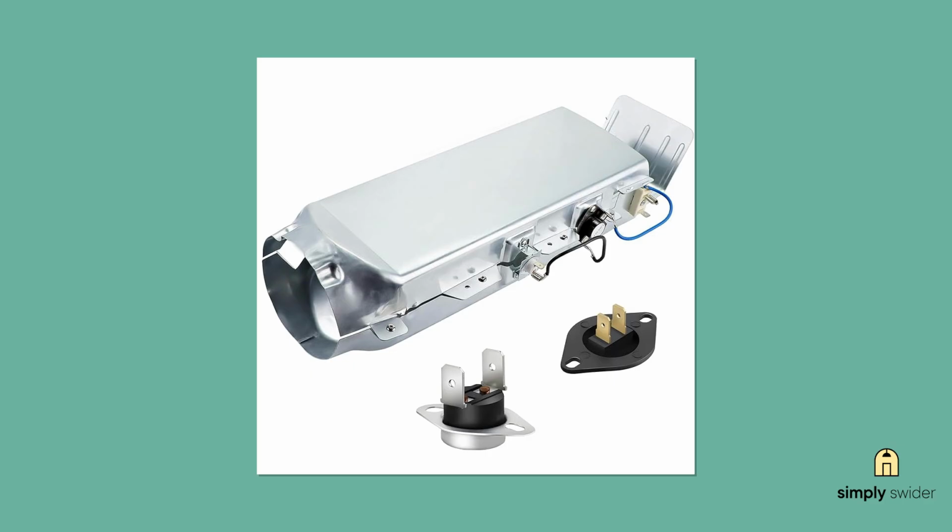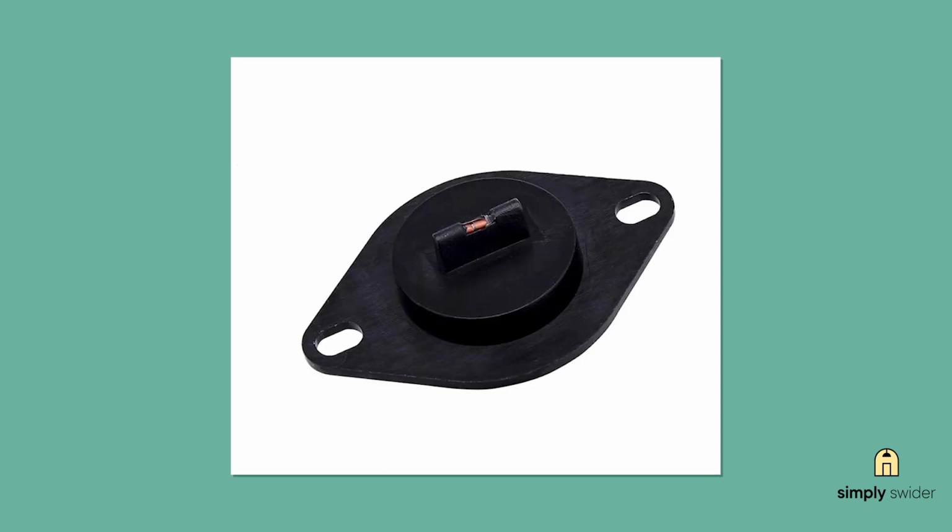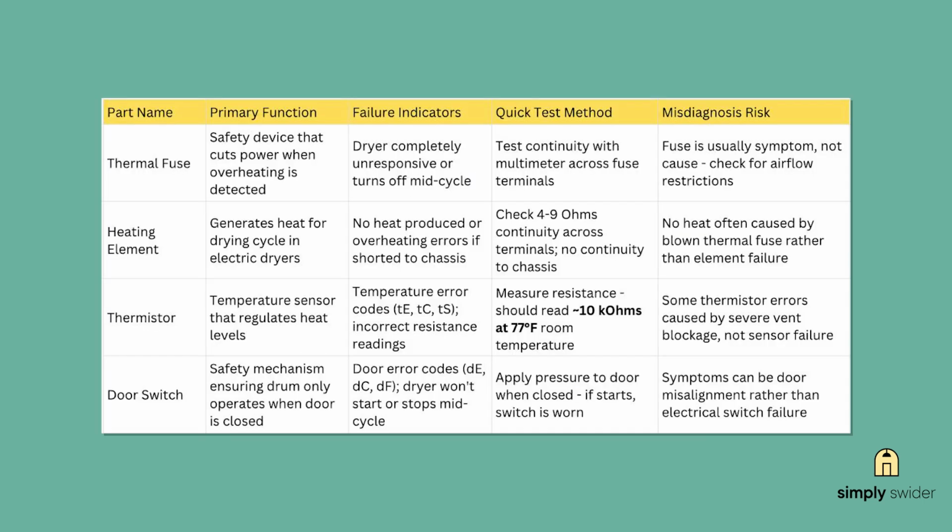Press and hold both the dryness and wrinkle prevent buttons at the same time for 6 seconds. You'll see the error code appear on your display. Write it down so you don't forget it. Now I'm going to take you through the most common error codes I see, starting with the ones that'll save you the most money to fix yourself.